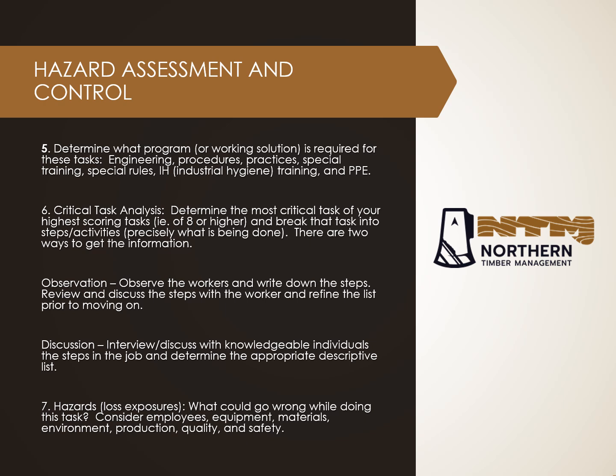There are two ways to get the information. Observation. Observe the workers and write down the steps. Review and discuss the steps with the worker and refine the list prior to moving on. Discussion. Interview and discuss with knowledgeable individuals the steps on the job and determine the appropriate descriptive list. Hazards. What could go wrong while doing this task? Consider employees, equipment, materials, environment, production, quality, and safety.